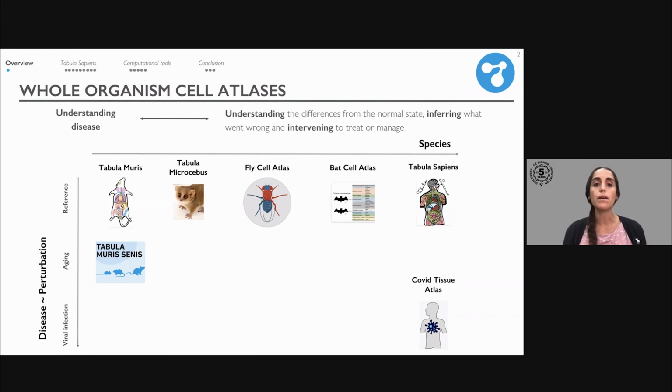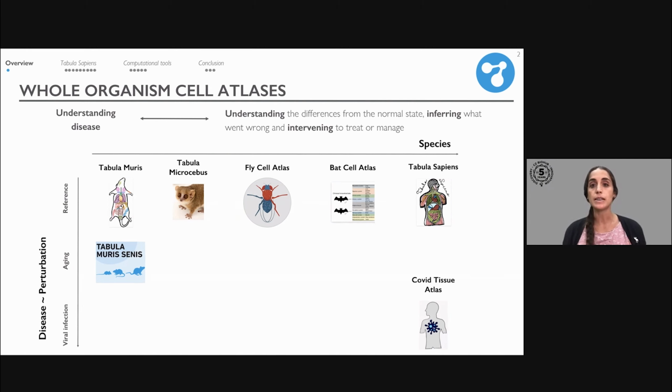So the Biohub vision, which is very much in line with the CZI mission, is to cure all the diseases by the end of the century. But before we can actually start to intervene, we first need to understand what it means to be healthy, such that we can infer what goes wrong upon a perturbation, and then we can intervene to treat or manage that condition. So with that in mind, we decided that we would start by building reference atlases.